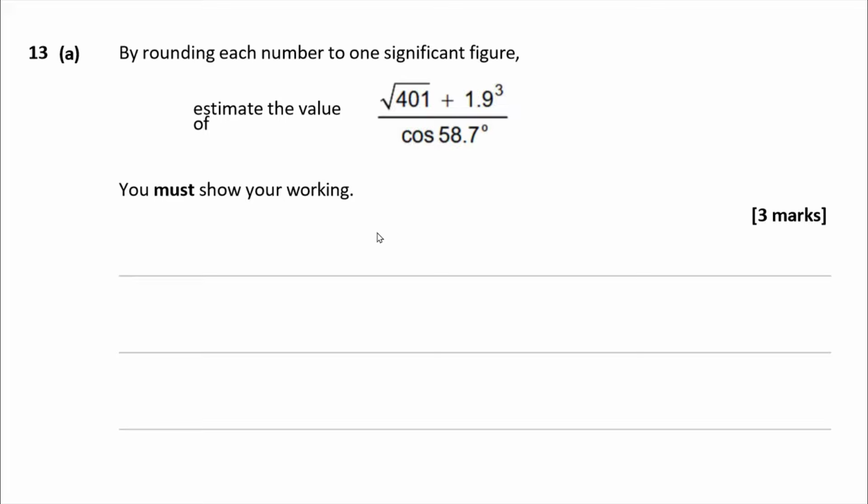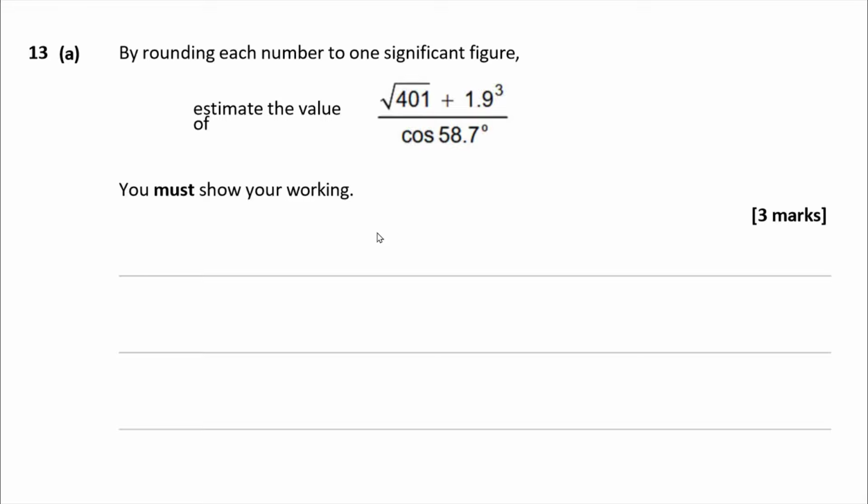Question 13a. By rounding each number to one significant figure, estimate the value of the root of 401 plus 1.9 cubed divided by the cos of 58.7. Okay. So when you've got something like this and you have to estimate it, what we need to do is to round each number to one significant figure first.